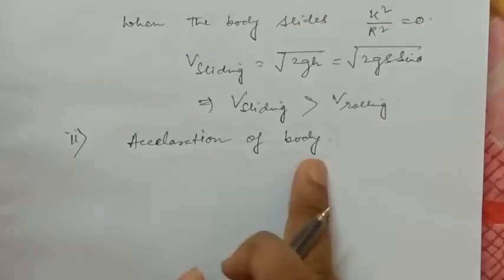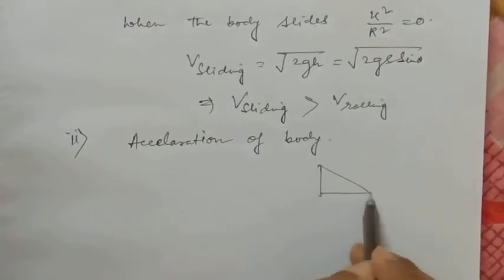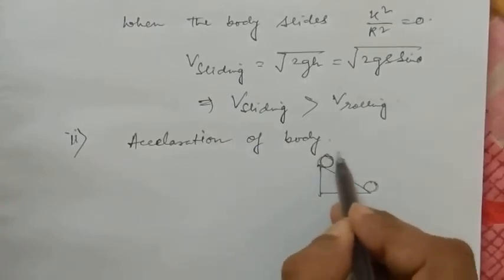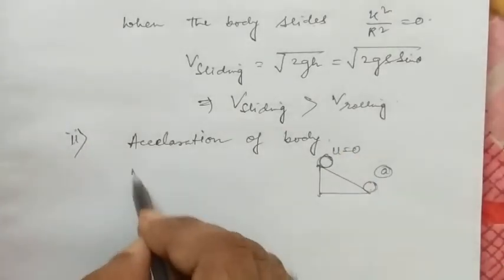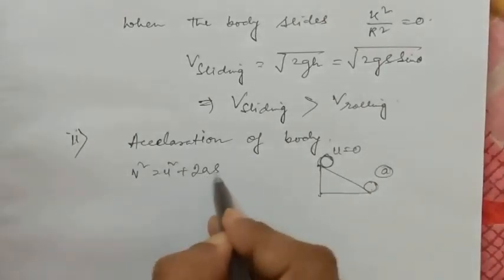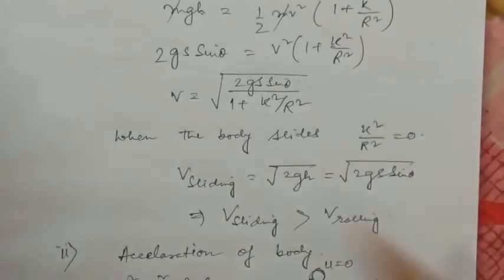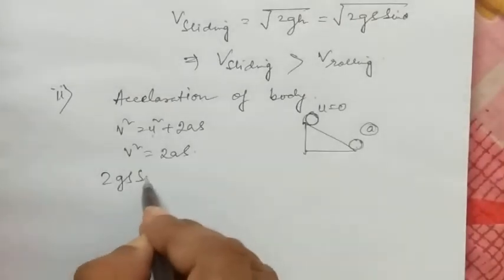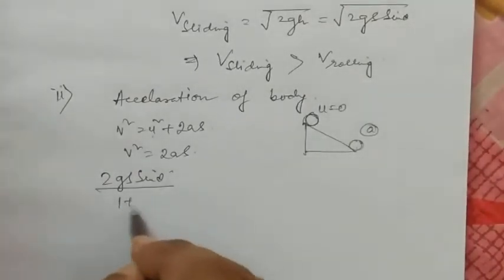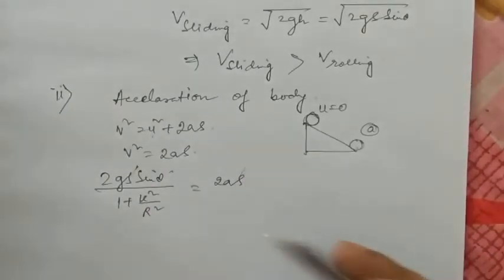Now the acceleration of the body. When the body reaches the position here, the initial velocity of the body was 0, so u is equal to 0. Acceleration is a, suppose. So we can write v square is equal to u square plus 2as. Replacing u as 0, we get v square is equal to 2as. We had already found the value of v square, that is the square of this term. So it will be 2gs sine theta by 1 plus k square by r square is equal to 2as. So the s cancels out from both the sides.